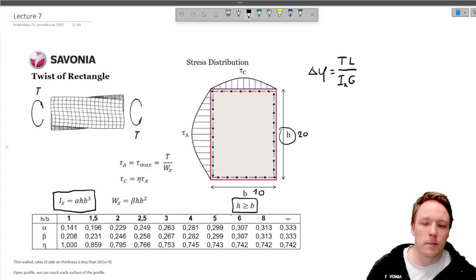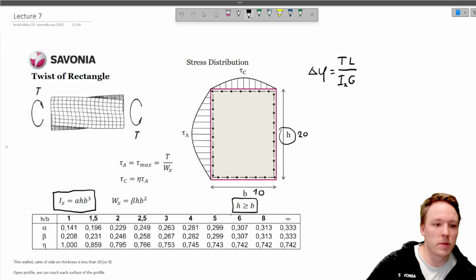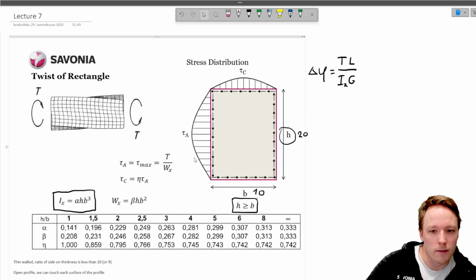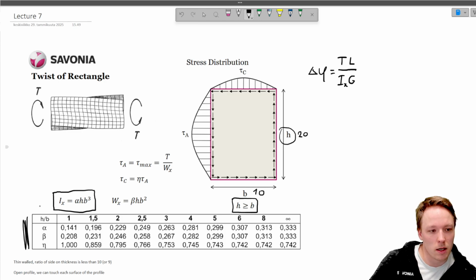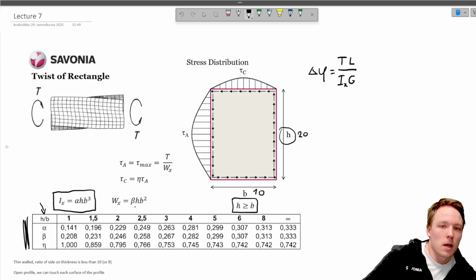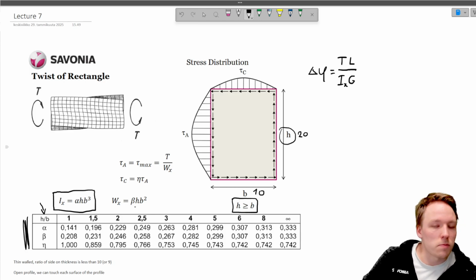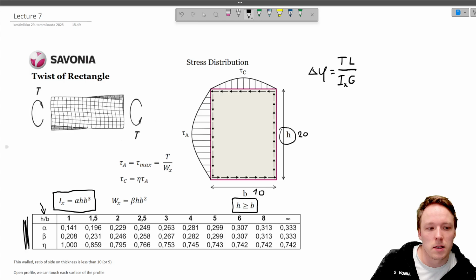Well, what about the alpha? Now we know what h and b are, but what is alpha? Alpha is defined using this table, which is also provided in the list of formulas. On this table, you can see the relationship of h divided by b, and then we have these values here. To choose the alpha, you first must calculate the ratio of height divided by the width of the profile.